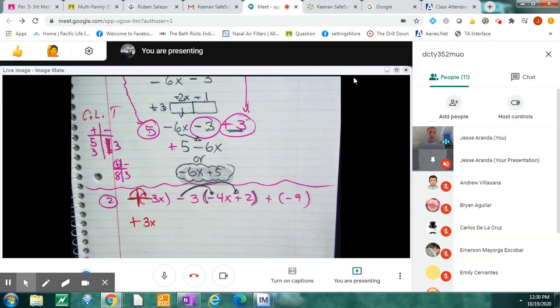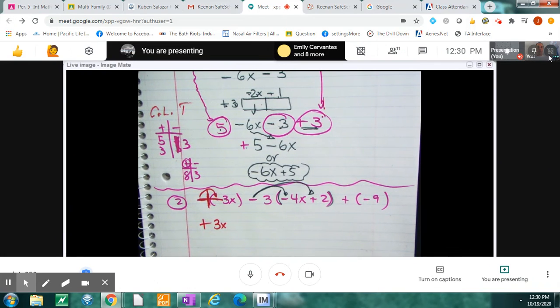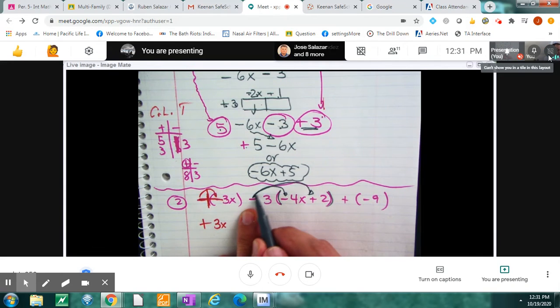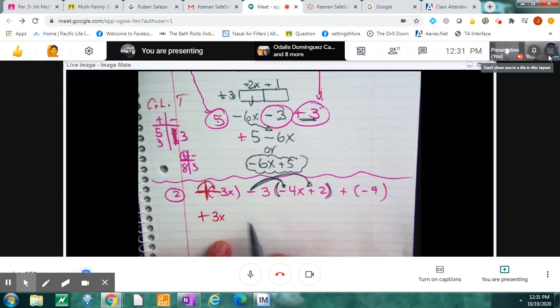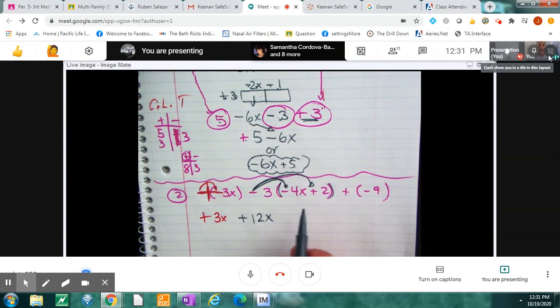So let me go ahead and call individuals randomly. So I'm going to call, let's see, Emily Hernandez. What would be my answer for the first one if I distribute the negative 3 with the negative 4x? Positive 12. Very good. 12x. Remember, when I say distribute, that means multiply, all right?